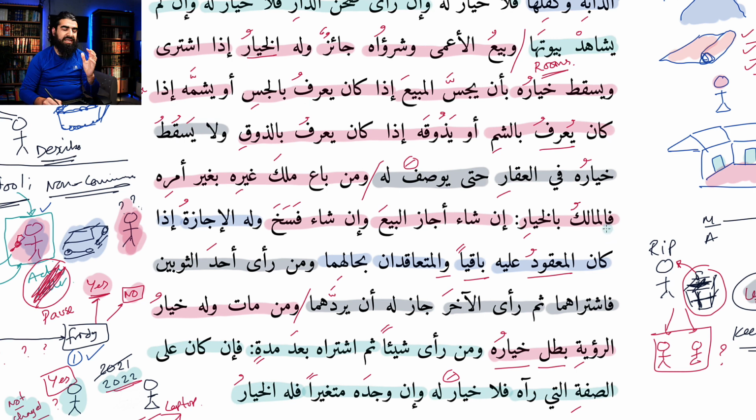Or what if a person has khiyar ru'ya and they die? Does it get transferred to their heirs? No, it doesn't. It doesn't get transferred. And what if a person has seen something in the past, a long time ago, and now wants to buy it? Do they still have khiyar ru'ya, a new khiyar ru'ya? No, they don't. But if it has changed, then they do.